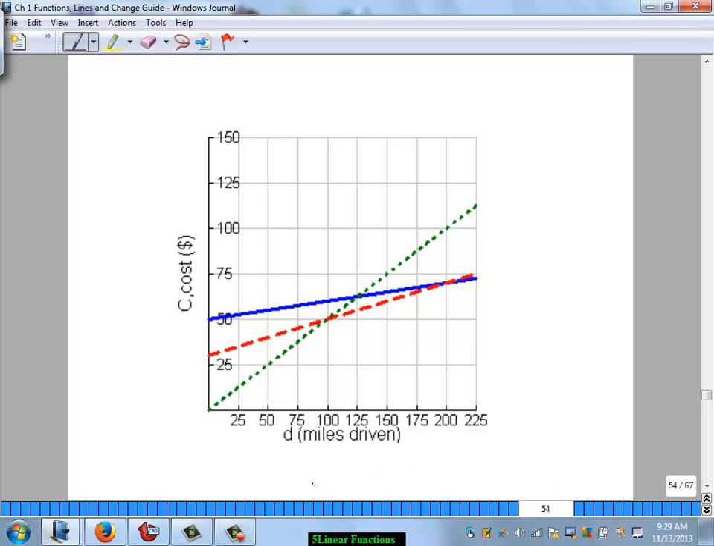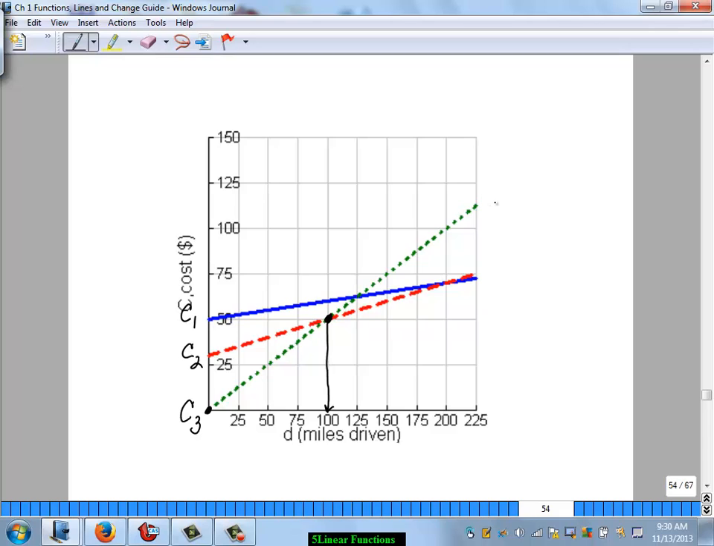If you look at this, this is C3 right here where it has no initial cost. This one starts out at $50, so this was C1. The other one was $30, so this is C2. And if you look right here, they cross at 100 miles. So you can see C3 is cheaper if you drive less than 100 miles. But if you kept going, see how C3 is really expensive? So for long trips, C3 is not good.